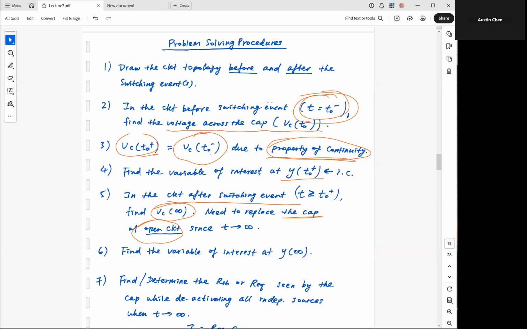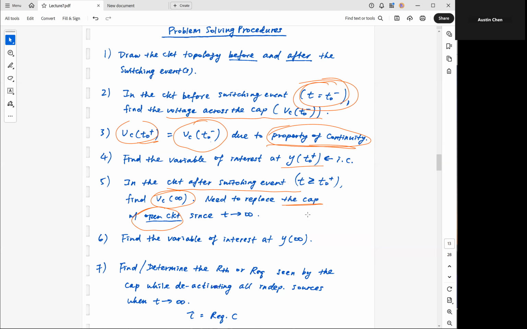Okay, so you need to replace this cap with an open circuit so that you can find VC at infinity. So t goes to infinity. So that's what this means. VC is a function of time. So when t is equal to infinity, the cap has been sitting there for a long time, so the cap behaves like an open circuit.